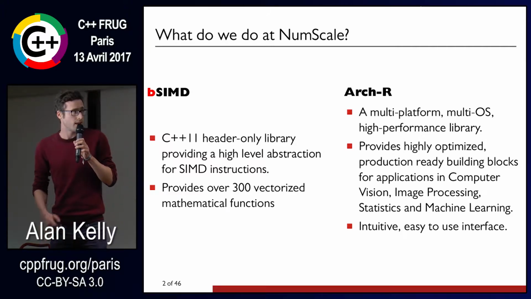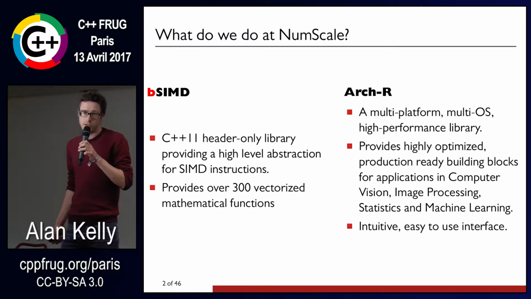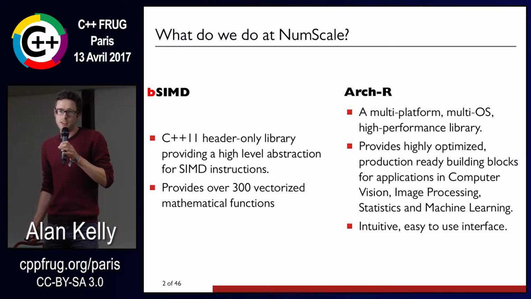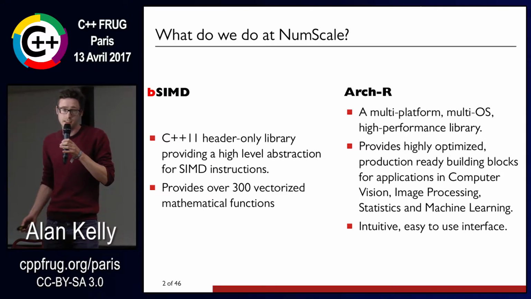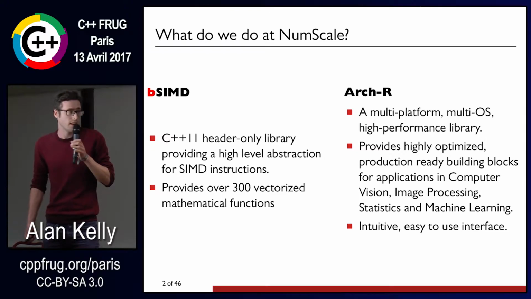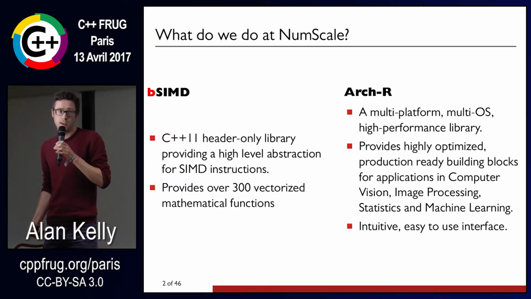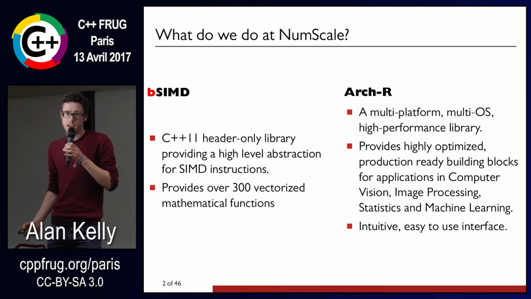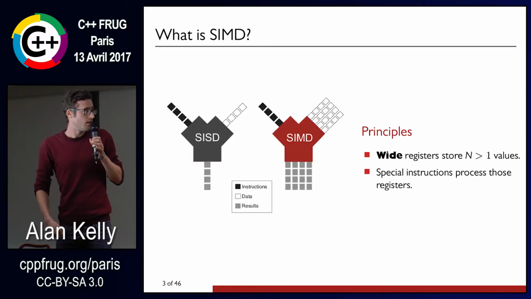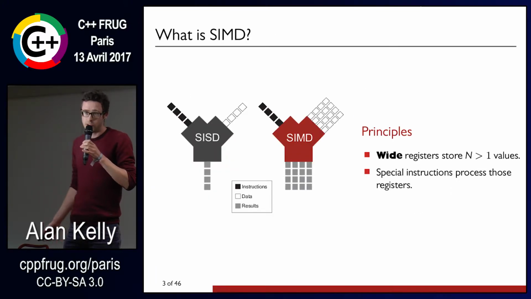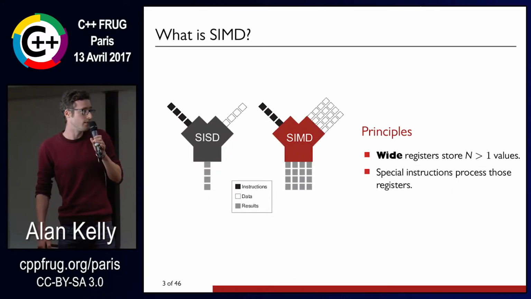And our second product is Archer, and this is a multi-platform, multi-OS set of building blocks for applications in computer vision, machine learning, statistics, and image processing. And one problem which comes up again and again in each one of these areas is the Fourier transform. Our clients have often asked us, do we have a high-performance Fourier transform on different architectures? So I'm going to briefly explain SIMD because it's one of the important parts of this talk.